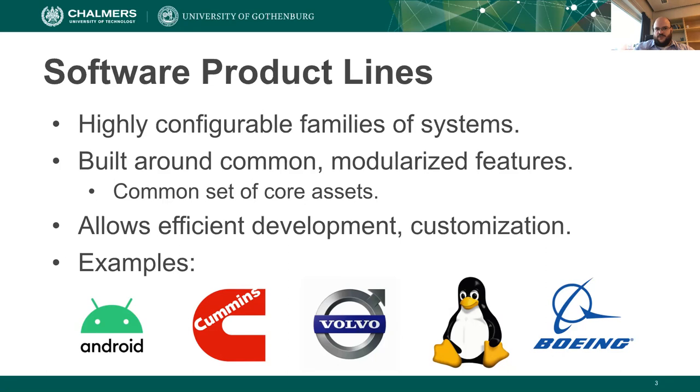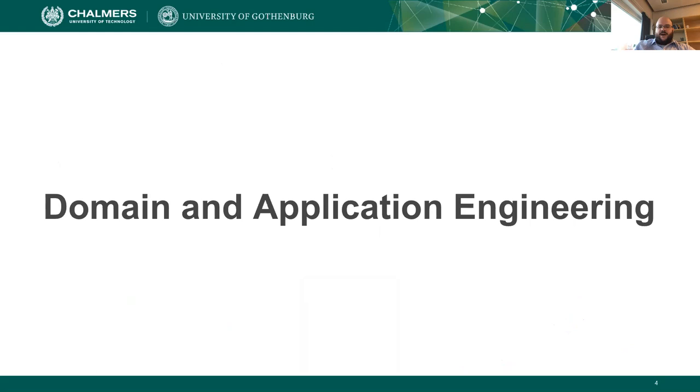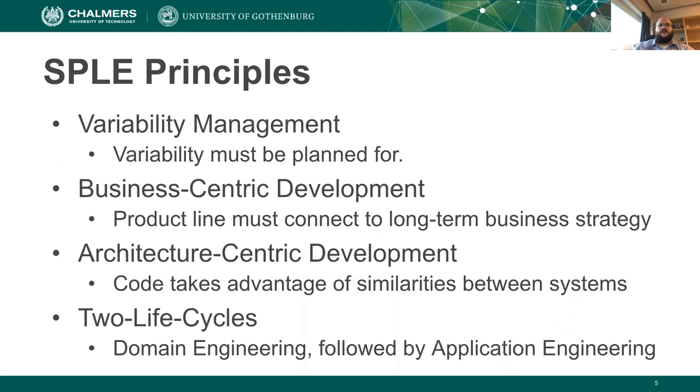Right? So let's talk about how we would start to think about building one of these systems. Four principles are used to govern successful product line engineering. And these are variability management, which is the idea that your individual systems that you build are considered as variations of a common theme. And so that variability, what differs between concrete products in your product line, has to be made explicit and has to be systematically managed.